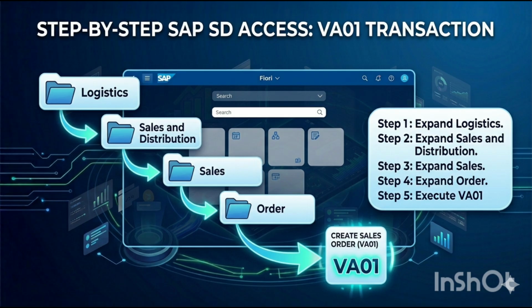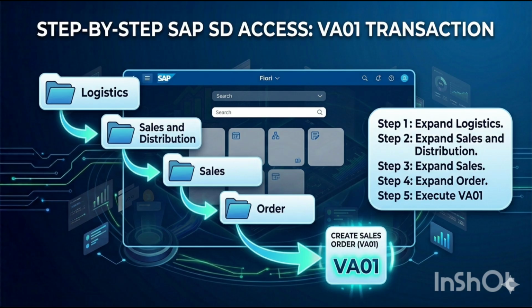Taking a few extra seconds here prevents many issues later. So this is the step where we are going to launch the VA01 transaction. Again, I will repeat: expand logistics, then expand sales and distribution, expand sales, order, and execute VA01. So the next step is the main screen.